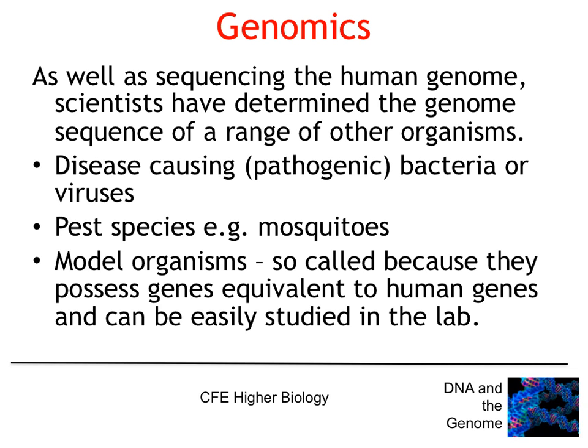As well as the disease-causing and the pest species, they had a look at what are called model organisms. Now these are so called because they've got genes that are equivalent to humans' genes, and they can be easily studied in the lab. And because they have similar genes that are equivalent to humans, inherited diseases and disorders can be looked at, and it helps us to understand any malfunctioning of these genes.